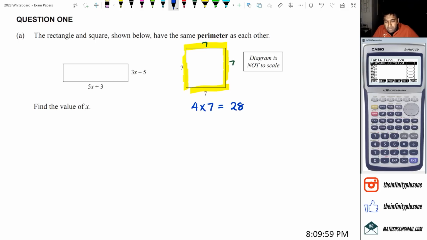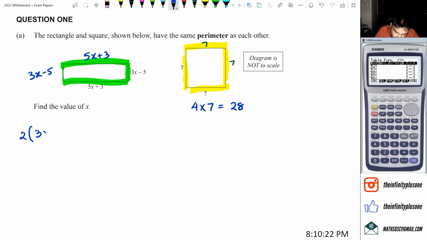As for the rectangle, remember that you're still doing the perimeter. So you've got the top green, the right side, and the bottom. They've all got to add up to 28. Now, when you are doing perimeter for a rectangle, remember that you've got to cover both sides. So you've actually got 2 lots of 3x minus 5 plus 2 lots of 5x plus 3, and all of that is equal to 28. All right, so hopefully you guys can get that.